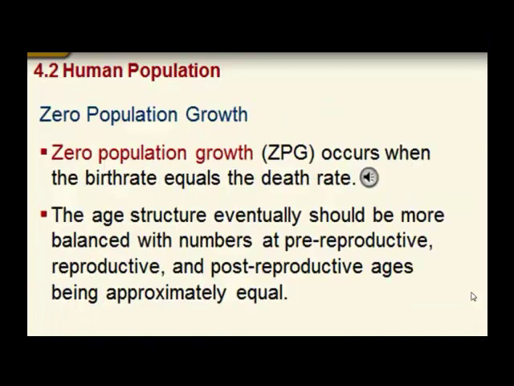We just looked at a positive growth rate, and we looked at a negative growth rate, and we could also have a zero population growth. The zero population growth occurs when the birth rate is equal to the death rate. And now we're going to turn our attention to age structure graphs, which look at numbers of pre-reproductive individuals, reproductive individuals, and post-reproductive individuals. And at a zero population growth, all 3 of those stages are approximately equal.